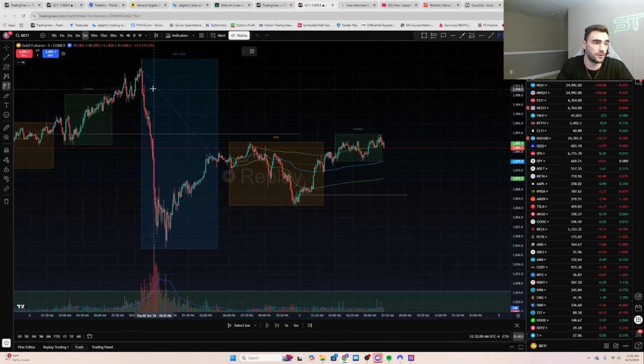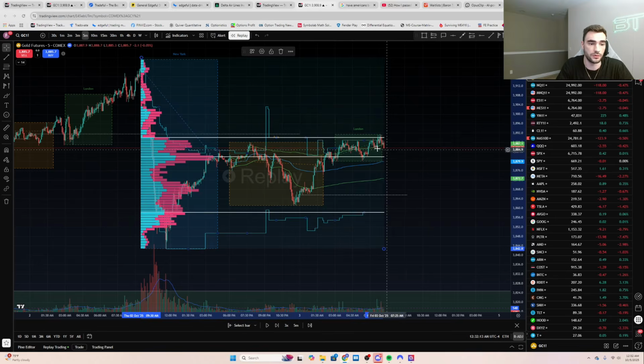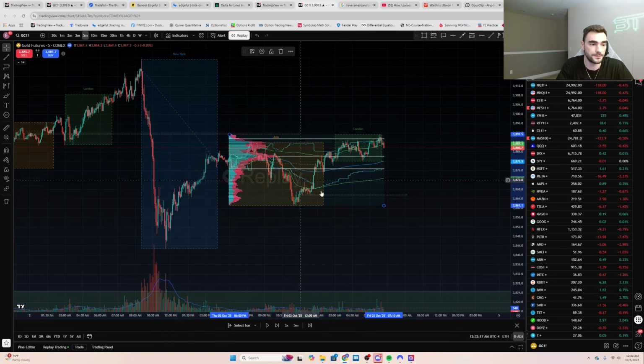If I apply my volume profile, I can do this from the end of New York going into London, or I can pull this from Asia into London. I have my value area high and my value area low marked out here. I also have the developing value areas on here.